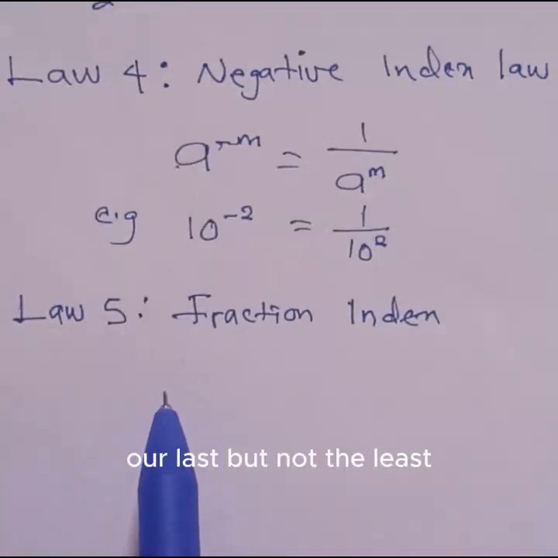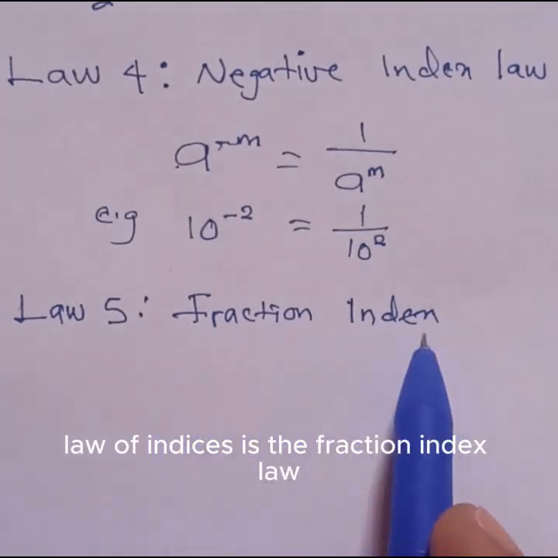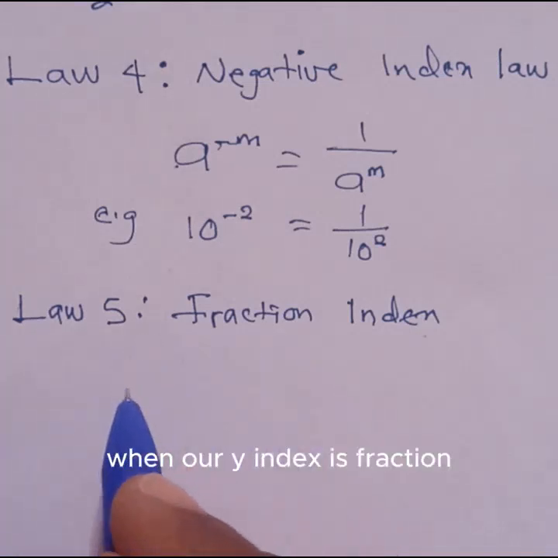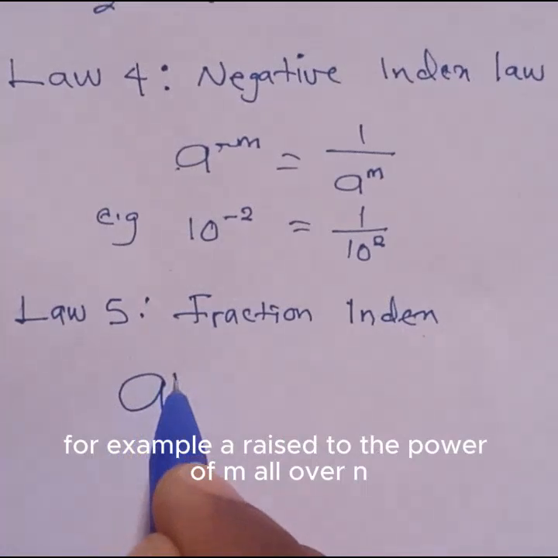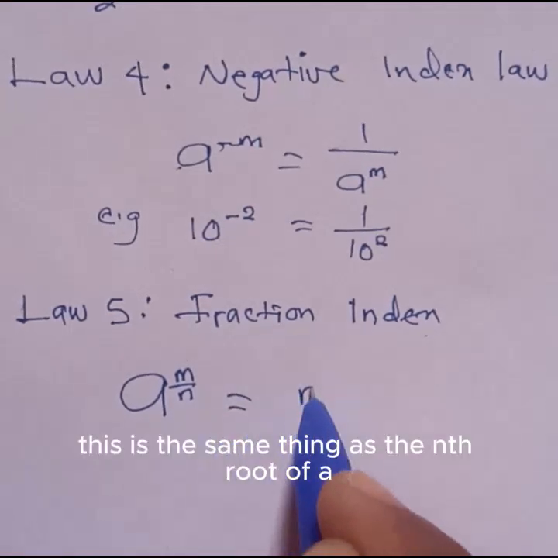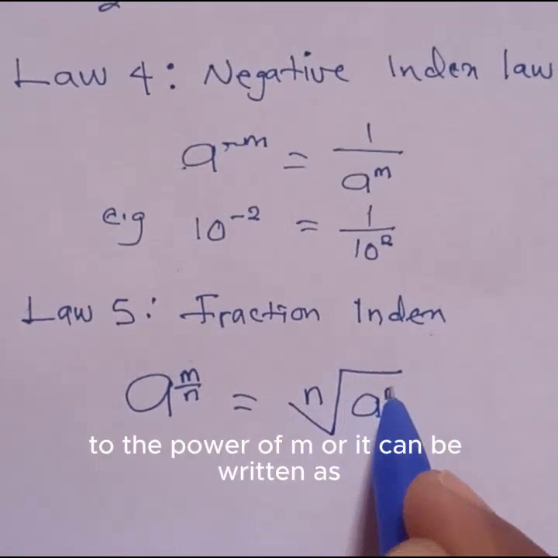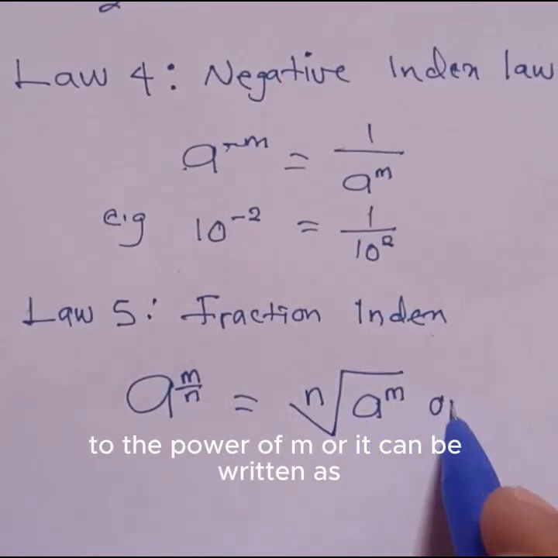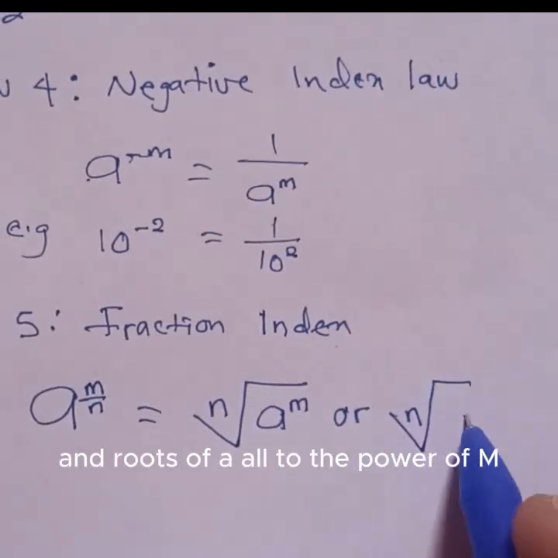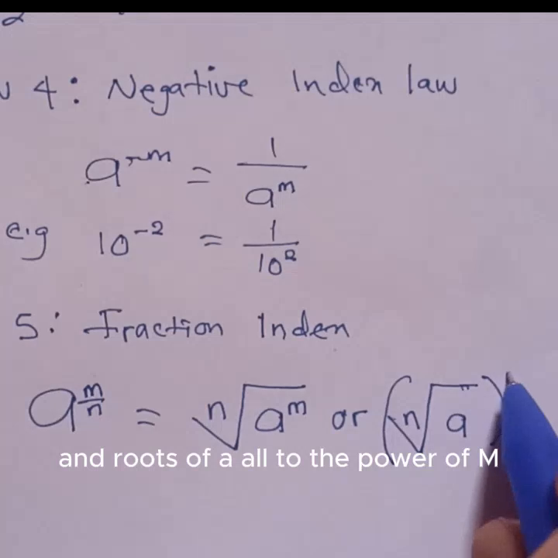Our last but not the least law of indices is the fraction index law. When our index is a fraction, for example, a raised to the power of m all over n, this is the same thing as the nth root of a to the power of m, or it can be written as the nth root of a, all to the power of m.